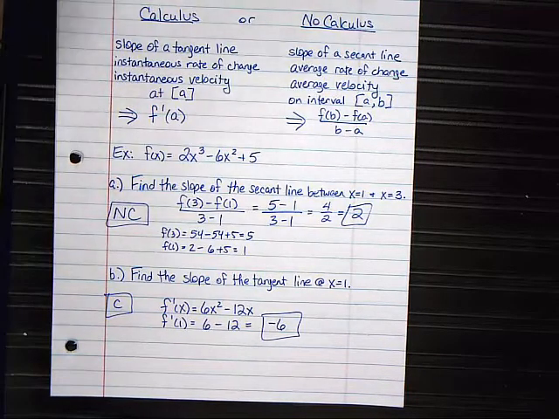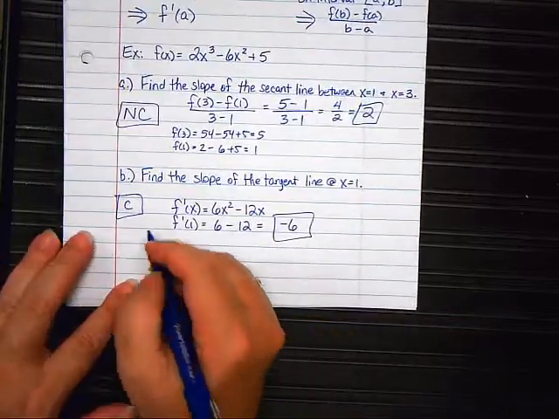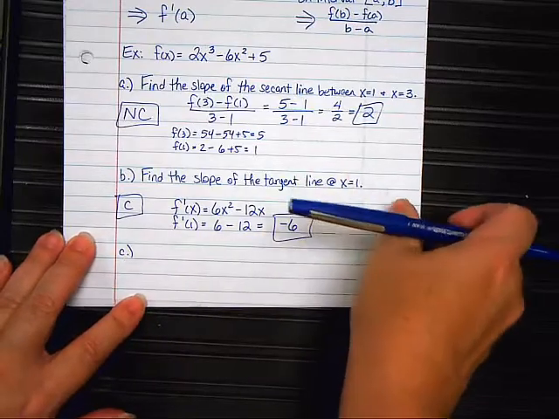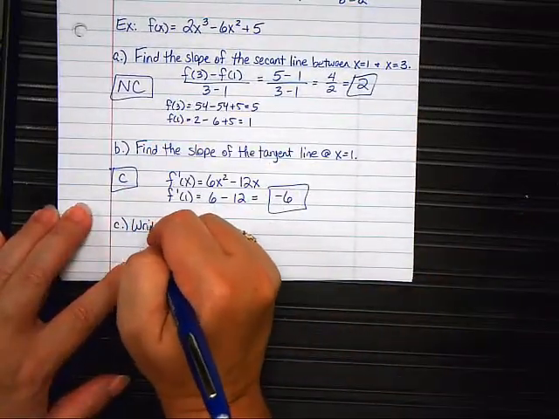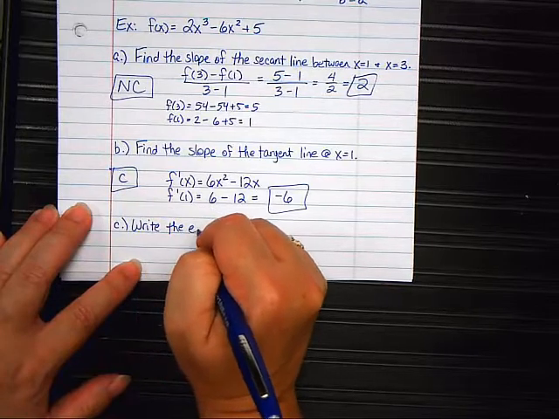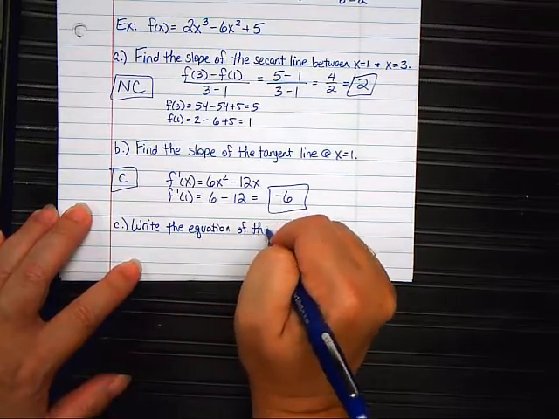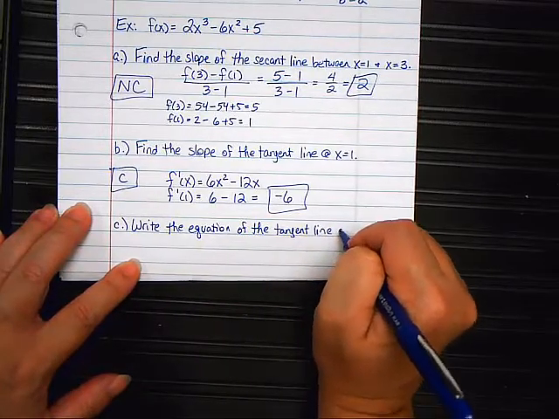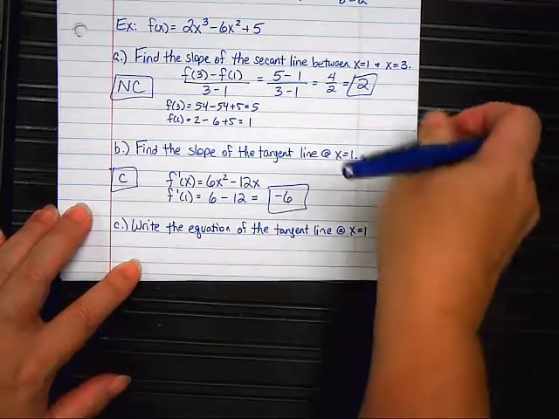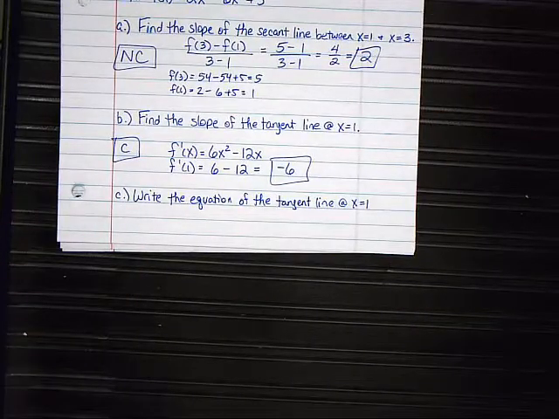Okay? Now, part C, I'm going to squeeze it at the bottom because I can get it in there because it fits with A and B. Write the equation of the tangent line at x equals 1. Write the equation of the tangent line at x equals 1.